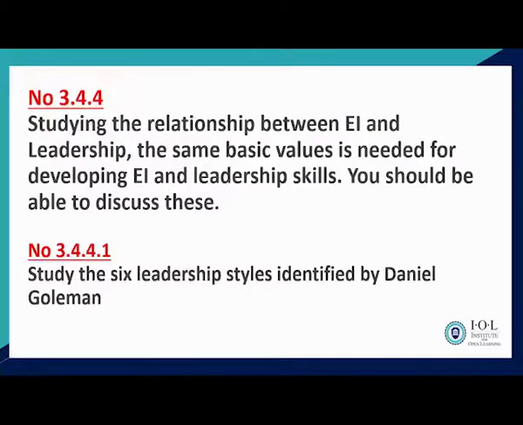Number 3.4.4, studying the relationship between EI and leadership. The same basic values are needed for developing EI as well as leadership skills. You should be able to discuss these. In number 3.4.4.1, you should study the 6 leadership types identified by Daniel Goleman.